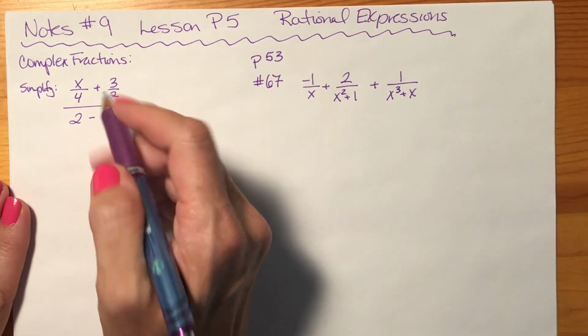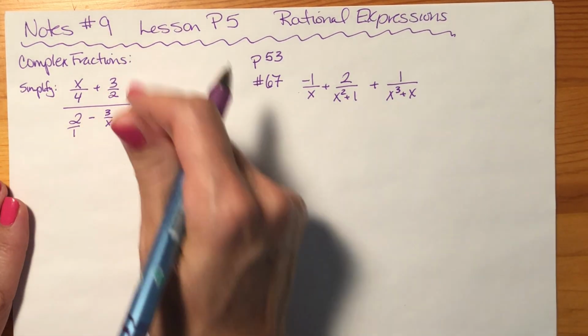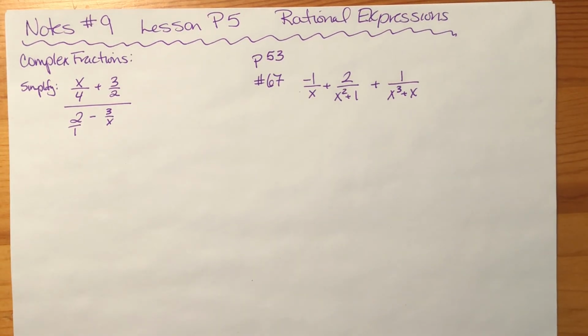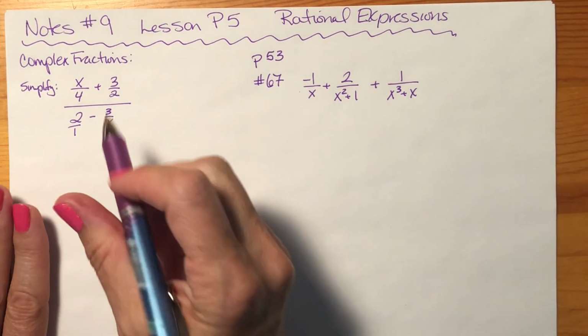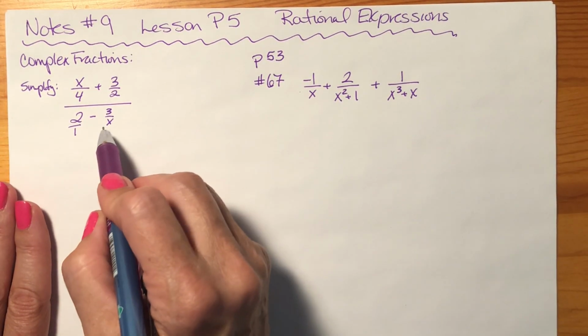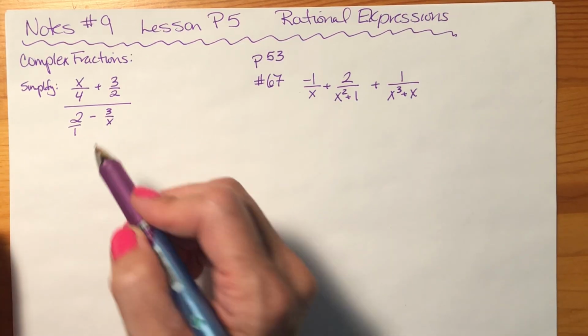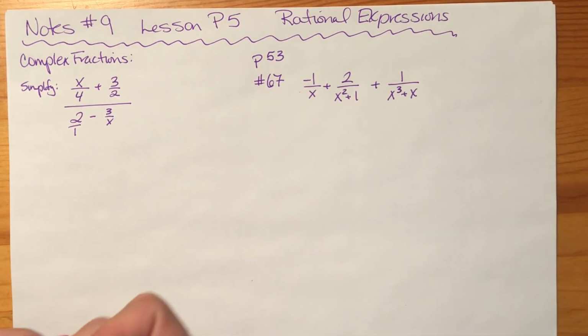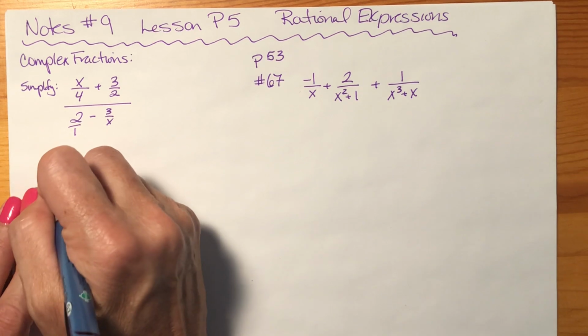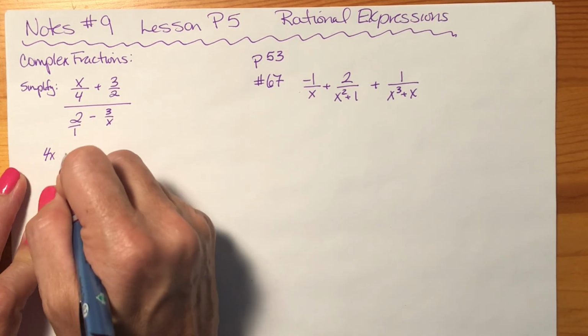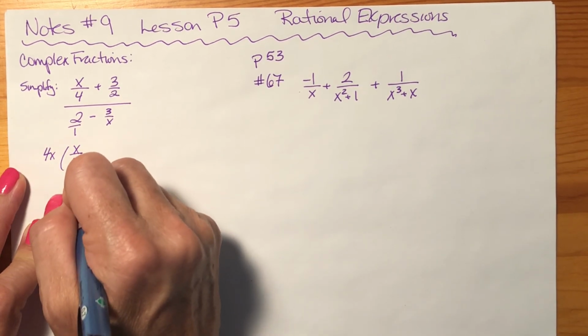Think about these four. Let's make this one a fraction too. Think about these four fractions. What would be the common denominator? You've got 4, 2, 1, and x. What's the common denominator? Right, 4x. So 4x is your common denominator. So what if I took 4x and I multiplied everything by 4x?